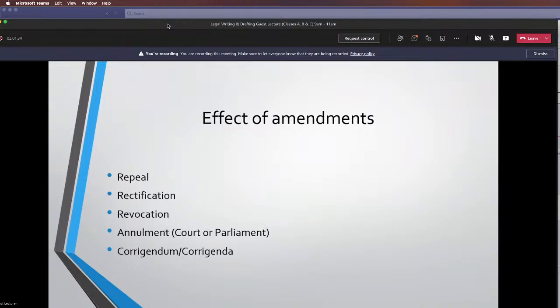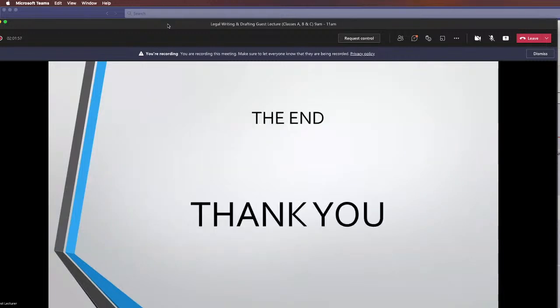So for the corrigenda, the same way we make a rectification order for an act of Parliament, we can have a corrigenda for a statutory instrument, or a corrigenda for a regulation. We correct an error in a regulation, and we don't need to take it back to the maker. If the CS is given powers to make regulations, we don't need to take it back. And so we correct it by way of a corrigenda.